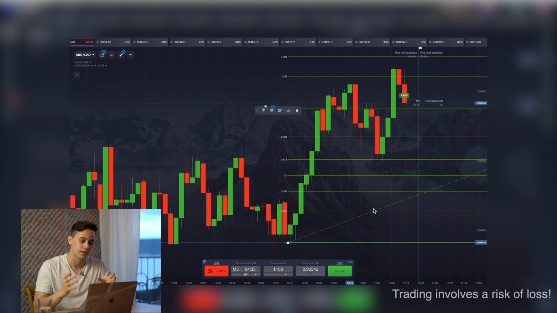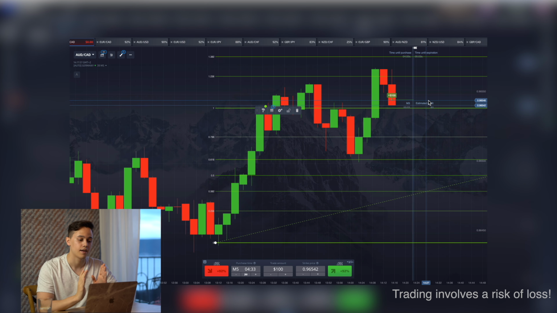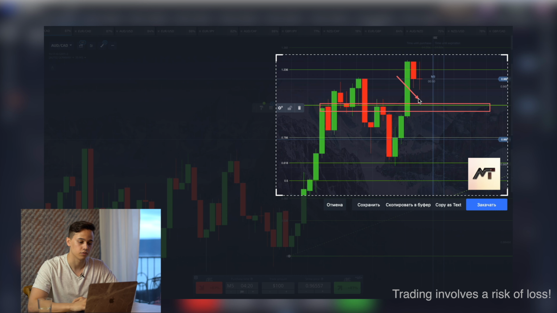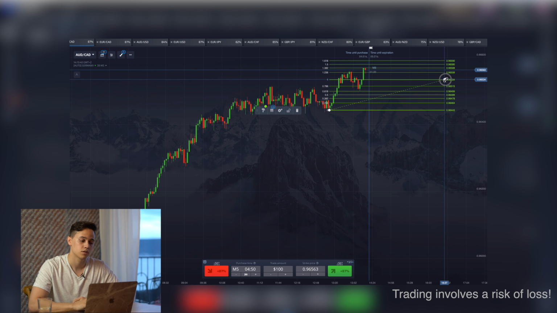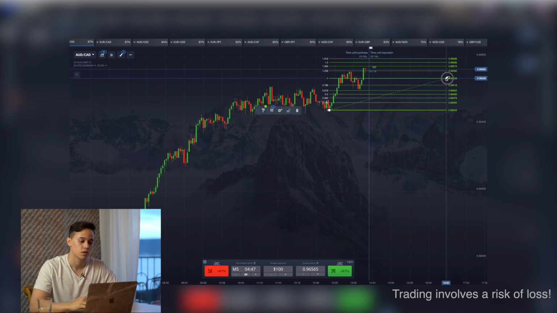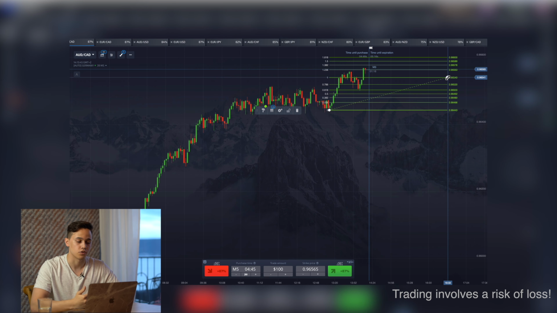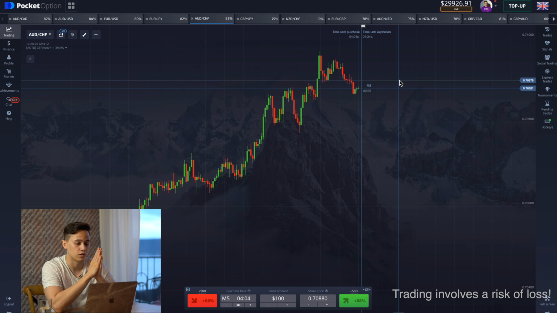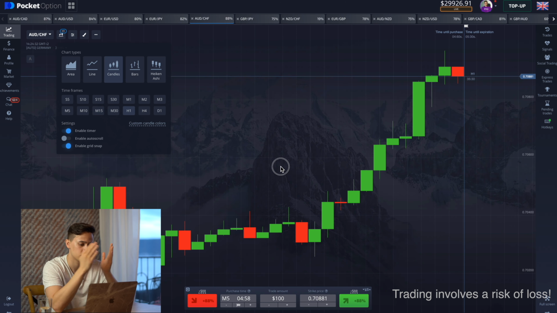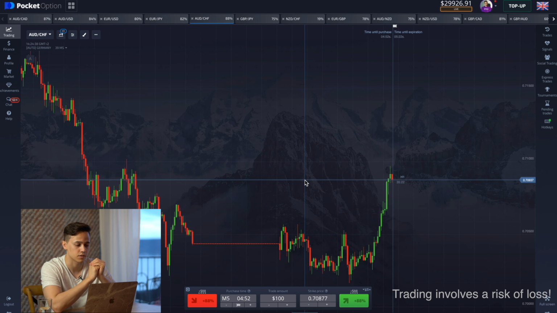How did I determine that the pullback was over? I knew that the middle point of a strong impulse is a support level. And I also confirmed this level using the Fibonacci retracement tool, which also shows us possible levels of support or resistance after a strong impulse. I found another interesting chart, doing the same things as always, analyzing different time frames, etc.